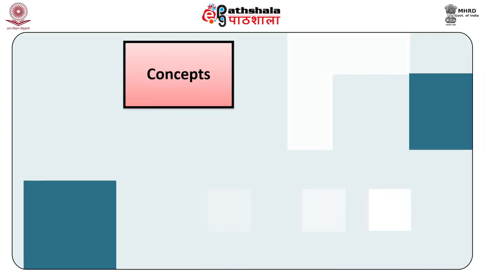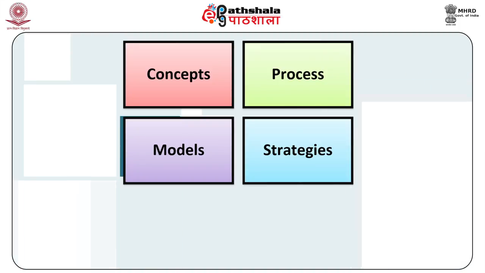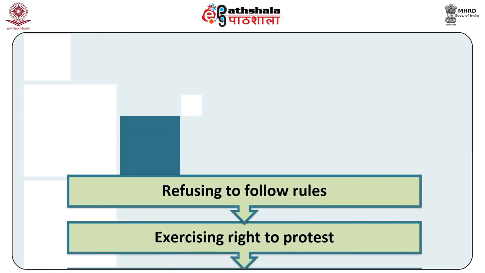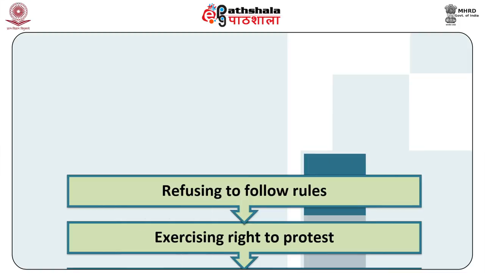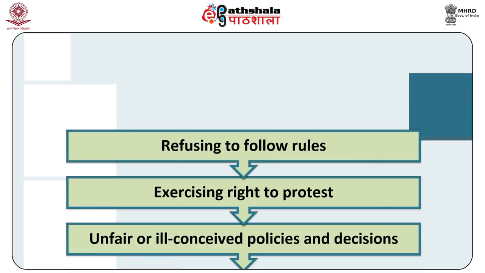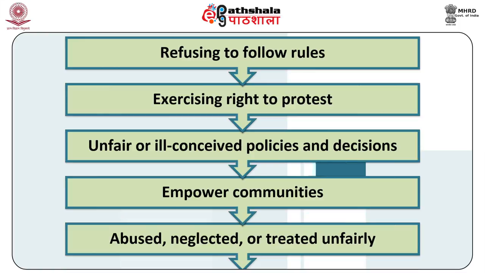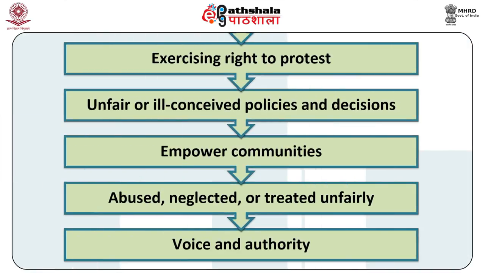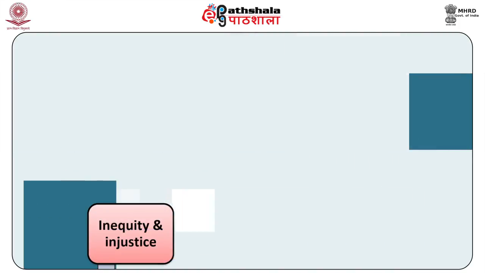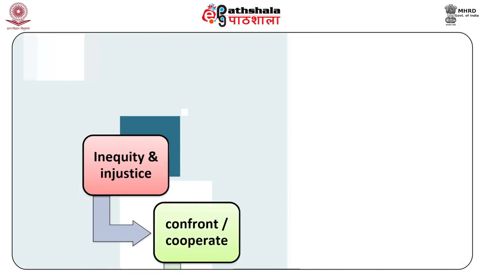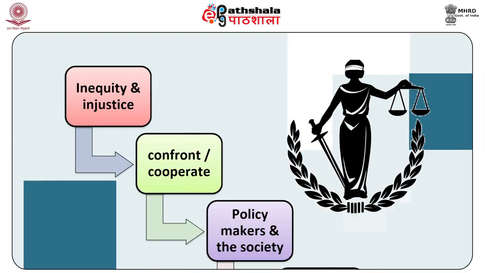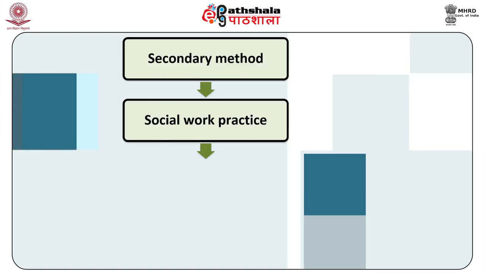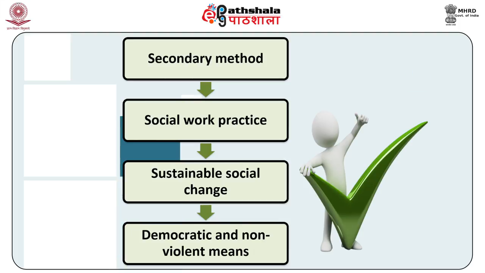In this module, we learnt various basic concepts related to social action and its process, models, strategies, principles, and important skills. Social action often means refusing to follow the rules laid down by those in power and exercising instead the right to protest and contest unfair or ill-conceived policies or decisions, and empowering communities that have been abused, neglected, or treated unfairly by authority or the society as a whole, and giving them the voice and some authority of their own. By drawing attention to inequality and injustice, and by using unified action to confront or cooperate with policymakers, the society as a whole can bring about significant social change. It is also called a secondary method for professional social practice, for promoting sustainable social change through democratic and non-violent means.